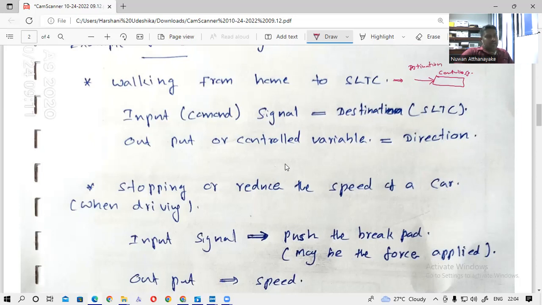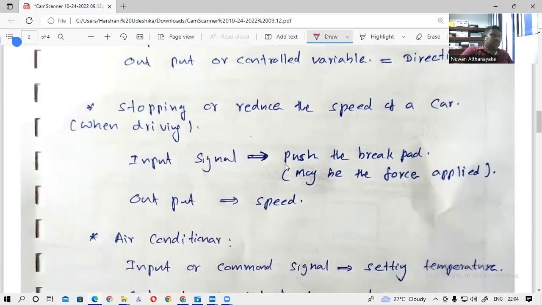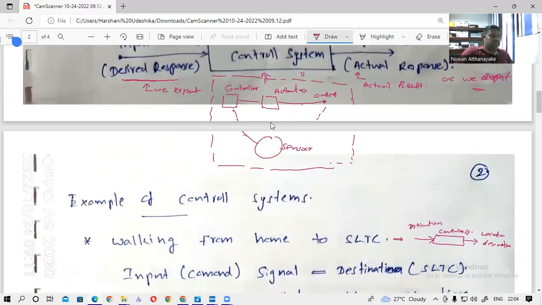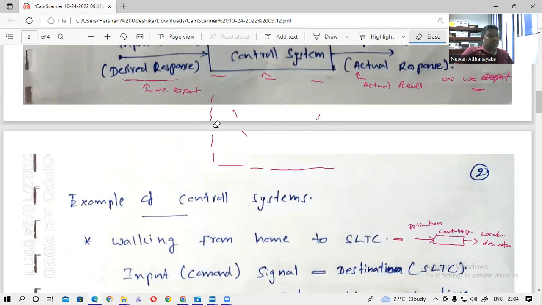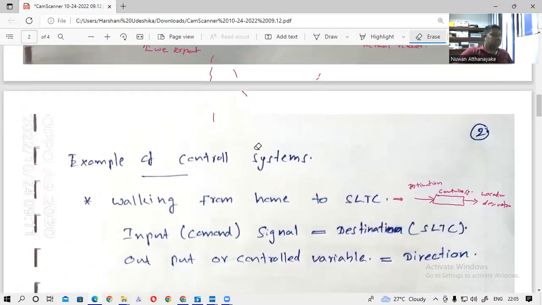And so your body should be controlled to get that desired task, to get to the desired location, to get to the destination. So this will be your control system in your body. If we try to understand it with this one, I already told you that there should be a controller and there are some actuators. I will delete this one now.